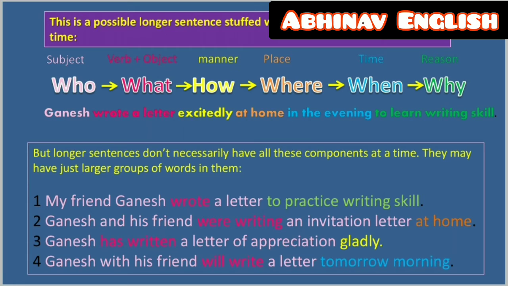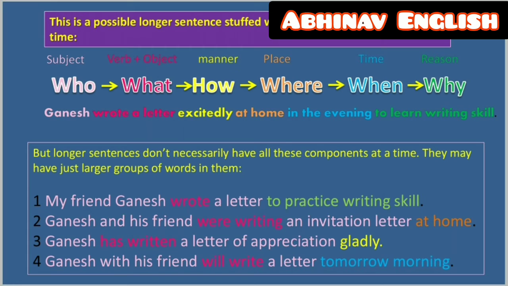As in the given examples you can see, my friend Ganesh wrote a letter to practice writing skills. Now here you will find the who part is there, but it is not one word. There are three words in the who part. Then wrote a letter is our what part, and further information is given about why Ganesh wrote a letter to practice writing skills. So only three parts are there in the sentence: who, what and why.